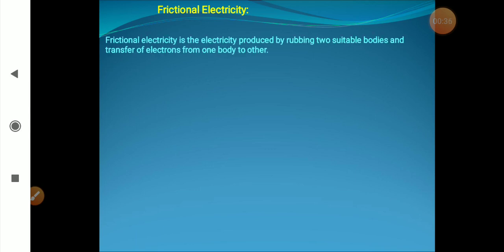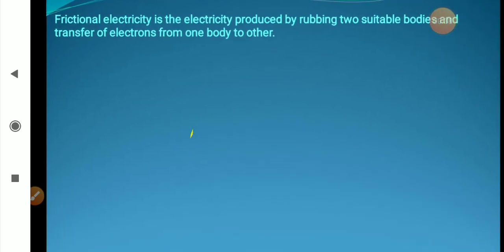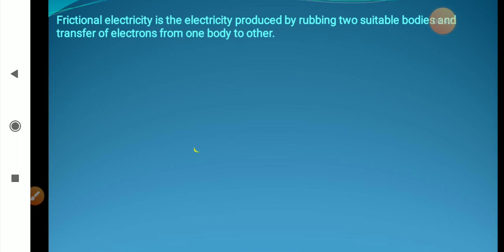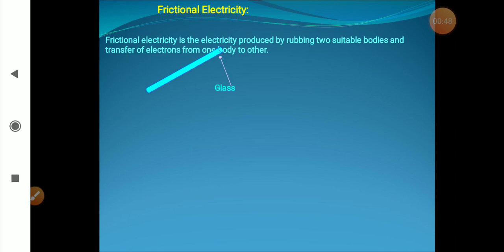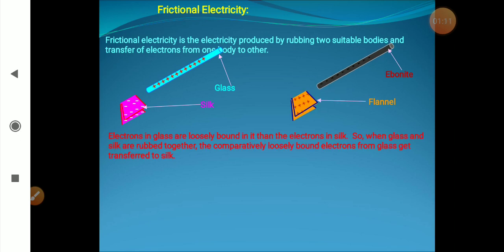Now, frictional electricity is the electricity produced by rubbing two bodies and transfer of electrons from one body to another. Now, let us look at this activity. Here, a glass rod is rubbed with a silk cloth, and you can see that the glass rod has become positively charged and the silk cloth has become negatively charged. Another activity, an ebonite rod rubbed with a flannel cloth. Now, the flannel cloth becomes positively charged and the rod becomes negatively charged.